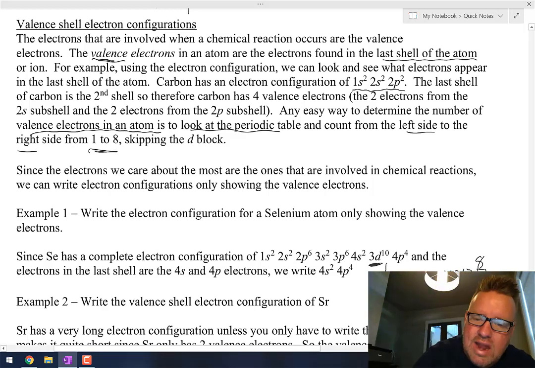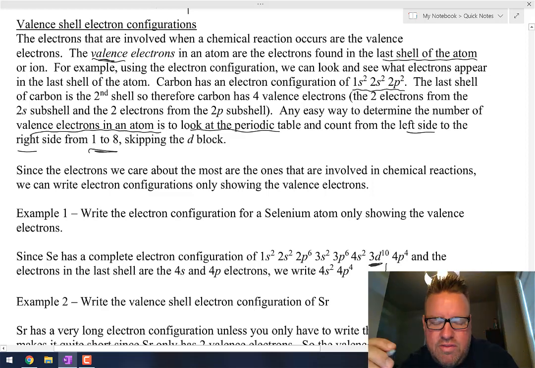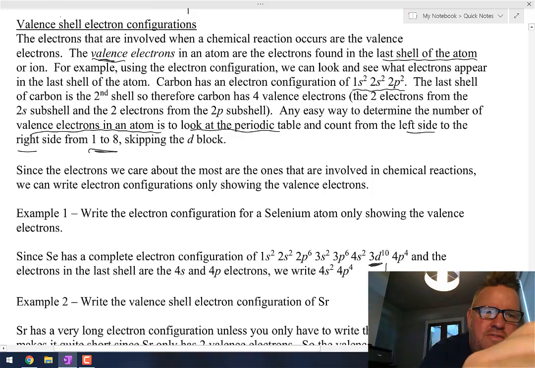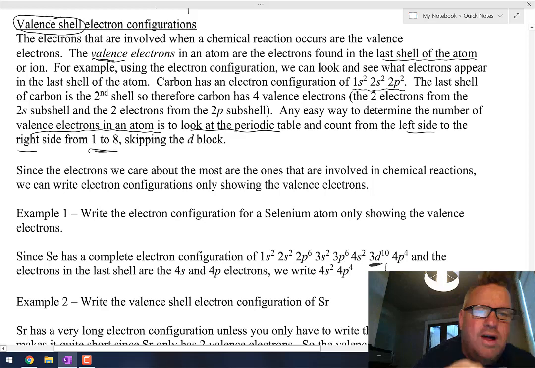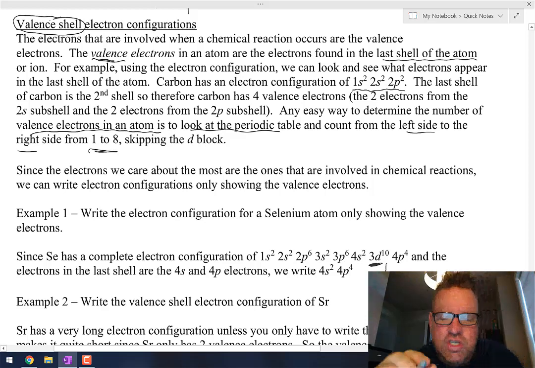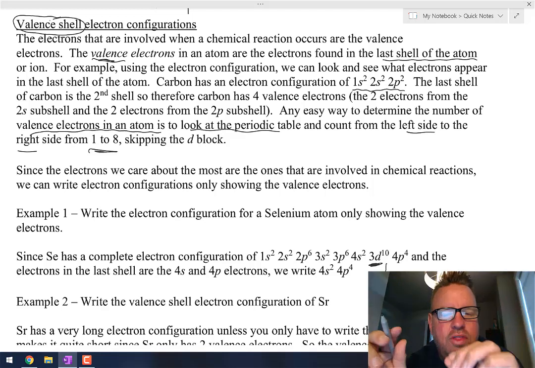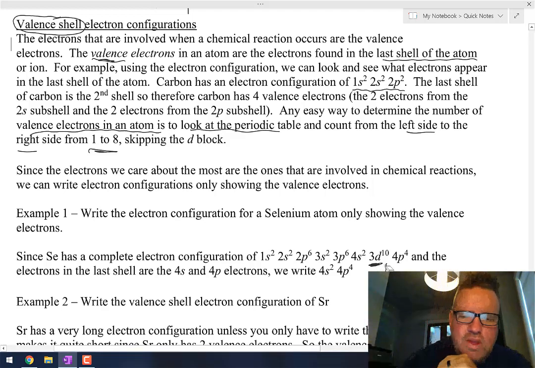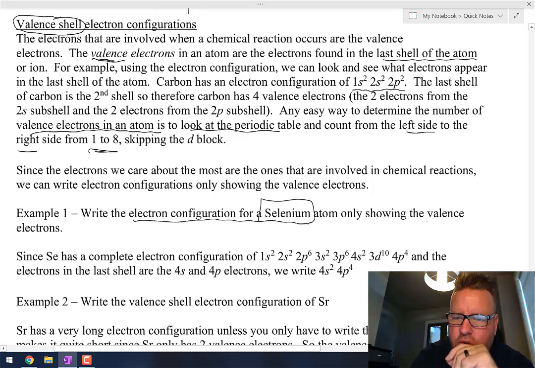Now, a lot of times the reason that we care about this is because, again, these are the electrons that are involved in chemical reactions. So a lot of times when we write the electron configuration, we write what's called the valence shell electron configuration, which just means you write the electron configuration, but you only show the valence electrons. Okay, so here's an example of this. Write the electron configuration of selenium, but only show the valence electrons.